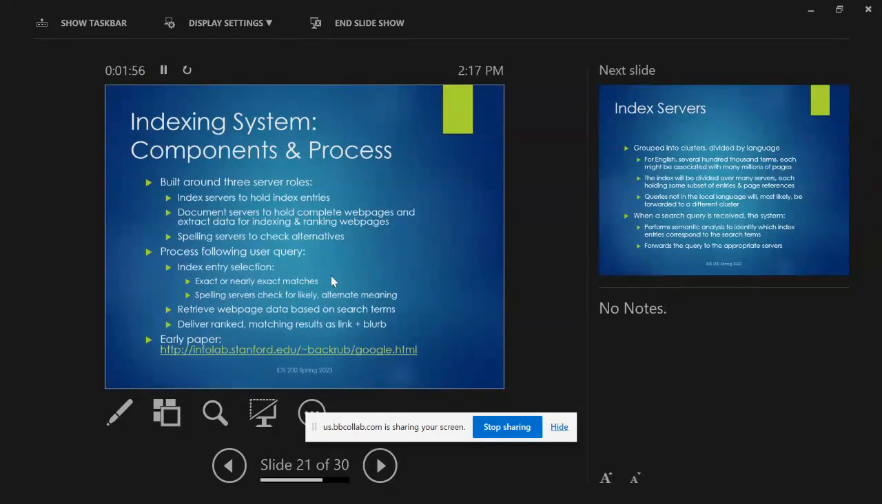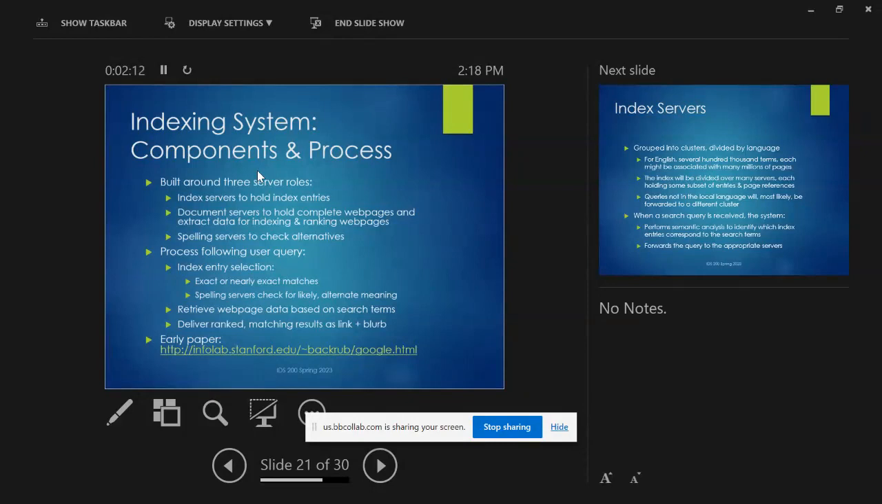So the process following a query is, first of all, at some point, Google is going to have to figure out what index entries correspond to the query you typed in. So it's going to have to parse it in some sense. It's going to have to break it into pieces. We'll talk a little bit more about that.